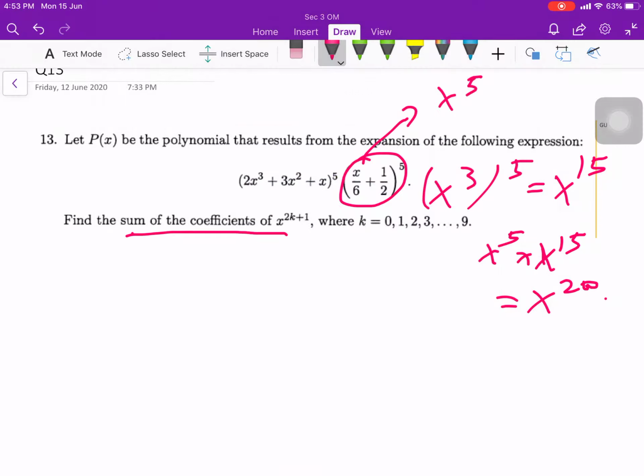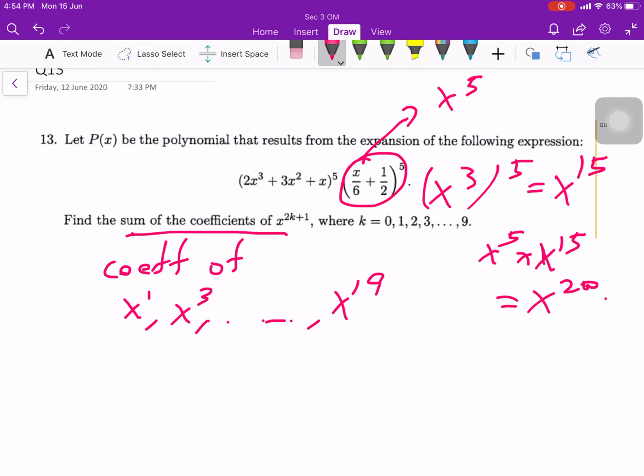Then in this case, I also want you to look at the question. Sum of the coefficient of x to the power 2k plus 1. Therefore, it is the coefficient of what? When your k is 0, it is the coefficient of x to the power 1, right? And then when your k is 1, it is the coefficient of x^3. And then when you go all the way to 9, what do you get? It is the coefficient of x to the power of 19.